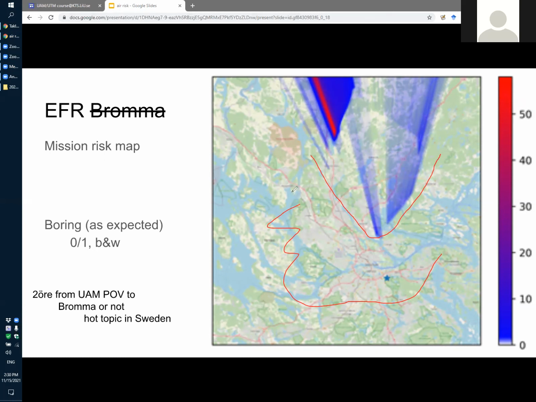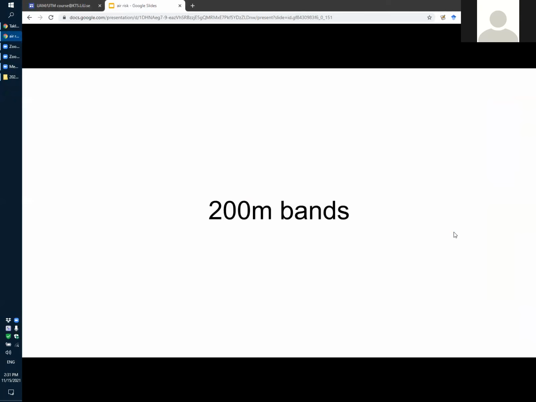Bromma is close, but of course it creates a lot of traffic over the city center, and that airspace becomes unavailable for UAM. I know that this is a hot topic, whether Bromma should be there or not, and from the UAM point of view, the 2 cents is that if you remove Bromma traffic or handle it somehow differently, if you do have good integration and don't just fly blindly, then all of a sudden you have much more airspace available for UAM. Okay, so that's one thing.